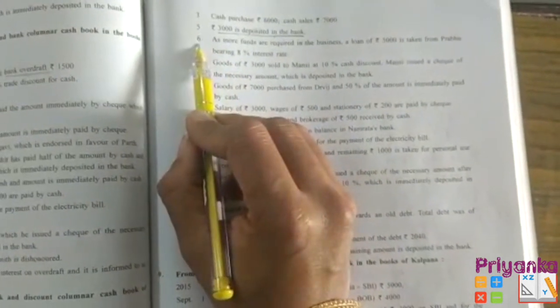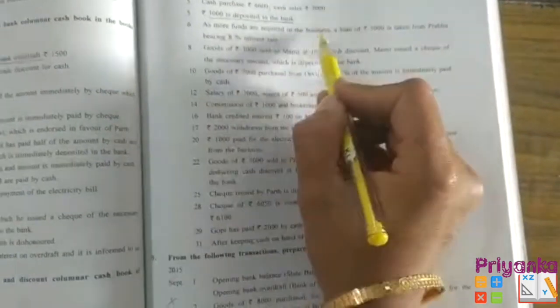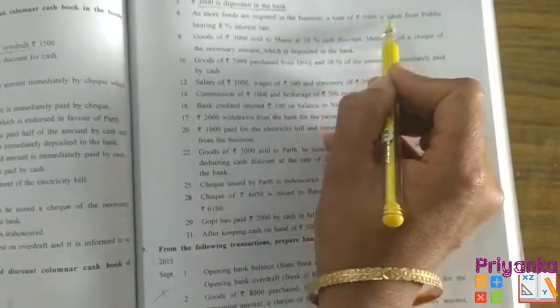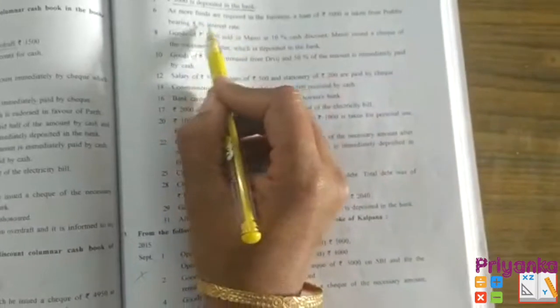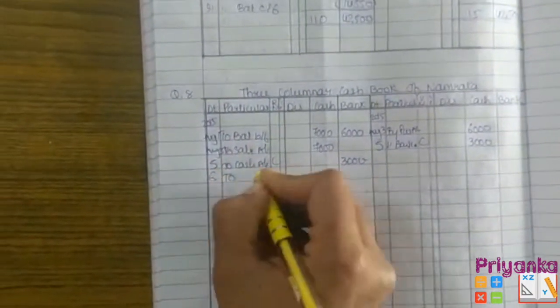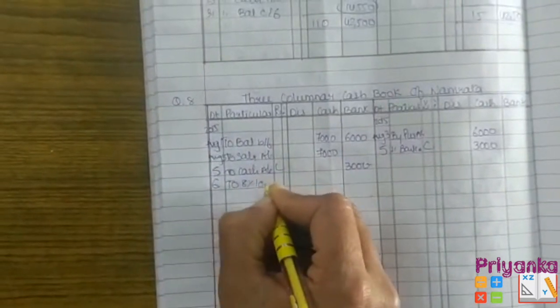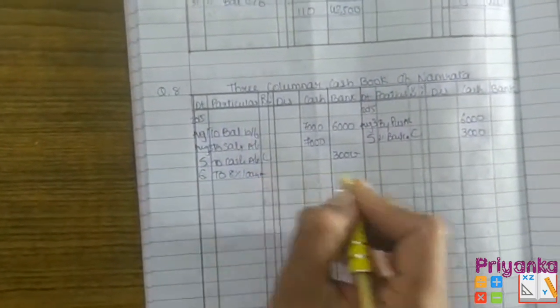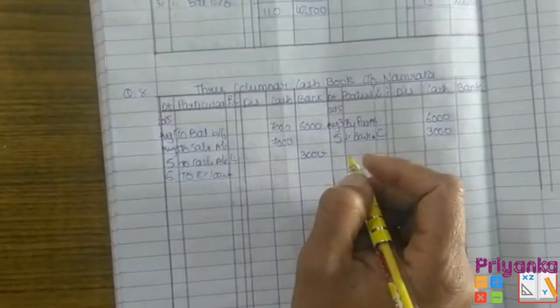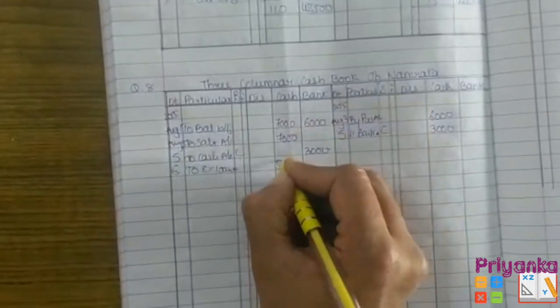Moving to the next transaction number 6. As more funds are required in the business, a loan of rupees 5,000 is taken from Prabhu bearing 8% interest rate. So here we got the money in the form of loan. So here write down 8% loan account with the amount of 5,000 into the cash column.